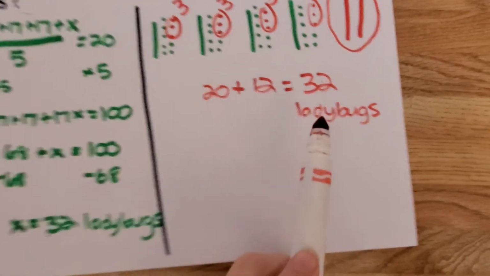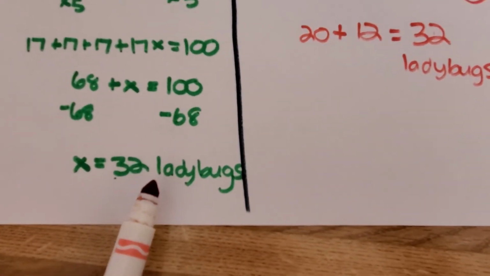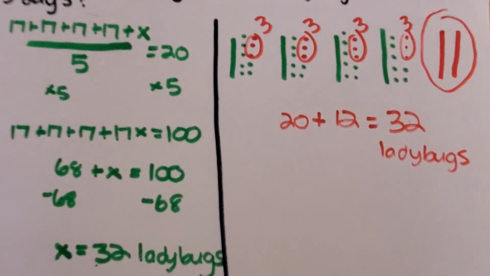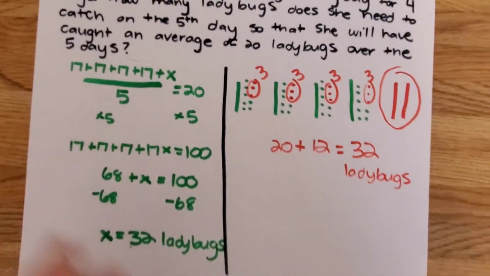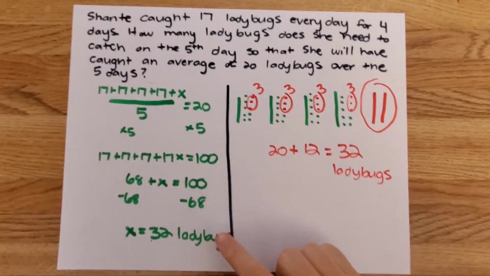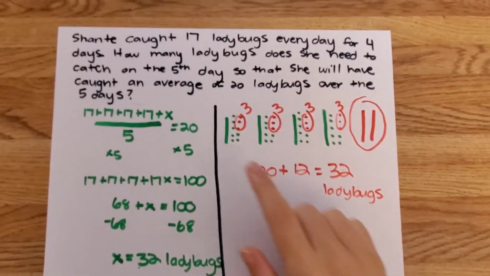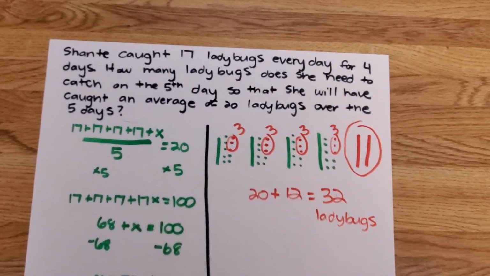And let's take a look at our answers. We got 32 ladybugs over here, 32 ladybugs over here. This is a great way to check our work, to do it in 2 different ways. And it must be that we need 32 ladybugs to have an average of 20 over these 5 days.